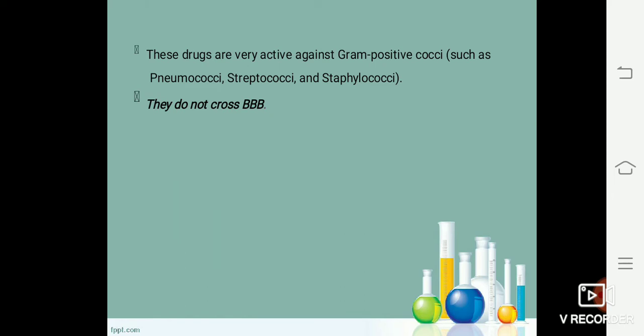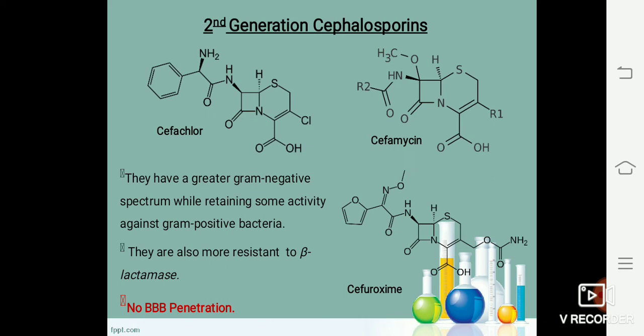First generation drugs are very active against gram-positive cocci such as pneumococci, streptococci, and staphylococci. They do not cross the BBB. The full form of BBB is the blood-brain barrier. They do not cross the blood-brain barrier. Next is the second generation cephalosporin.